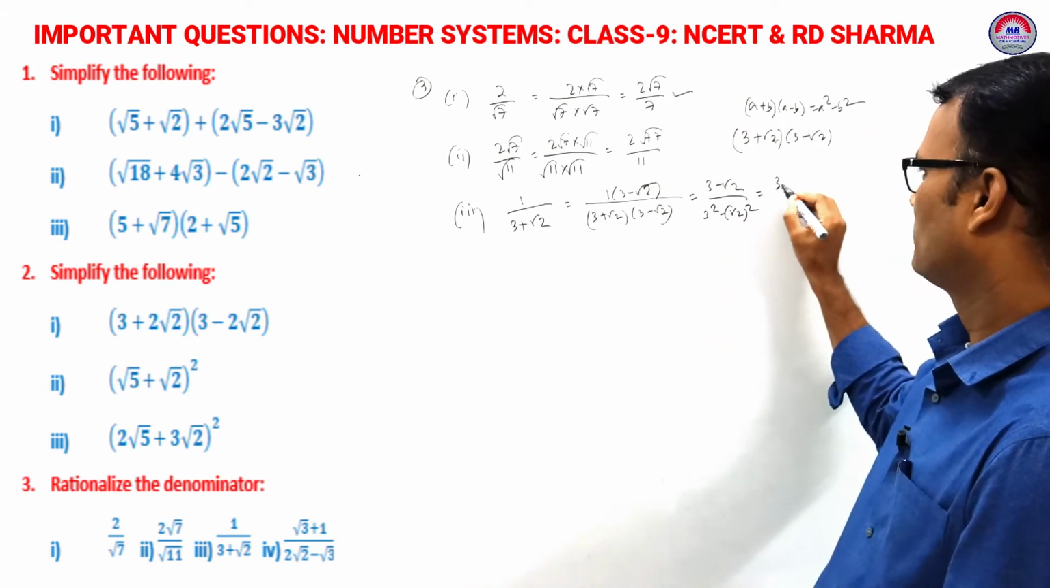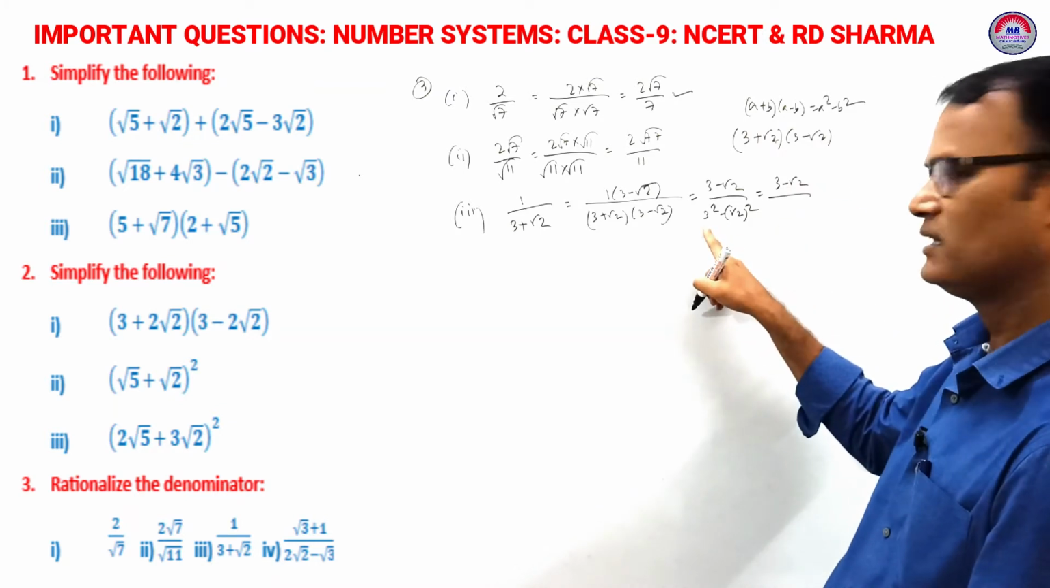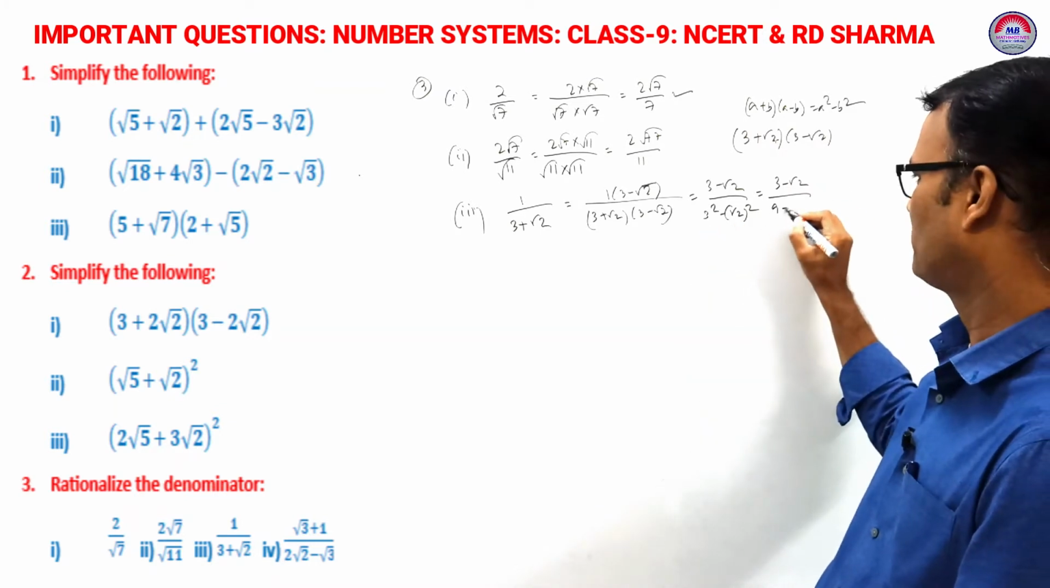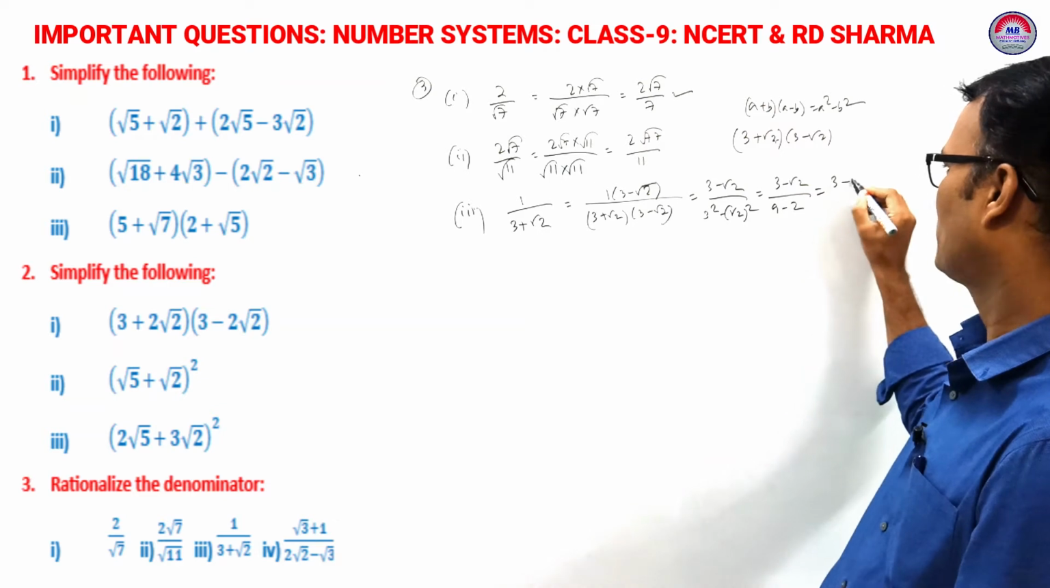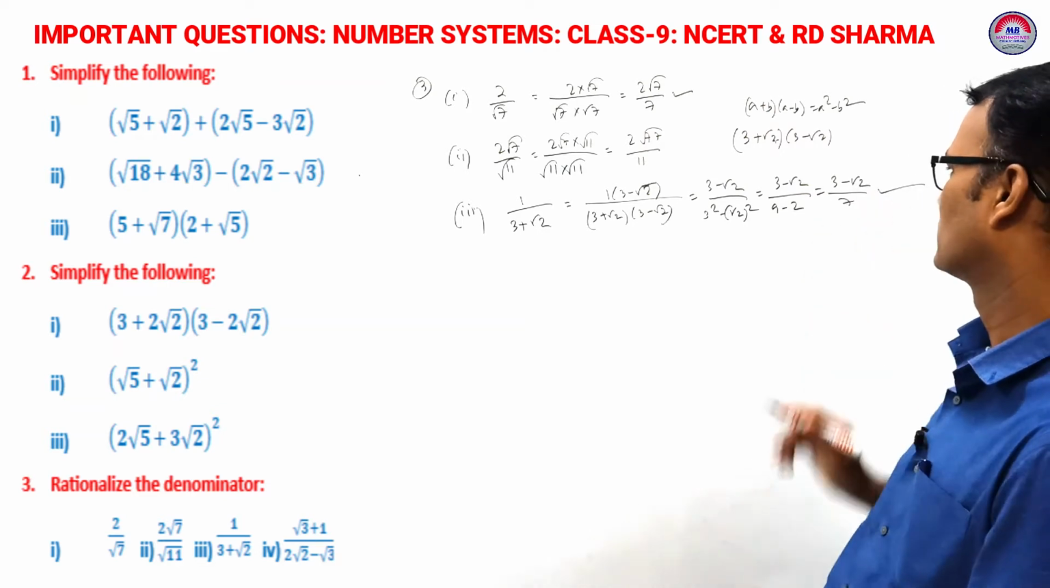This one is 3 minus root 2 divided by 9 minus 2, which is 3 minus root 2 by 7. Clear?